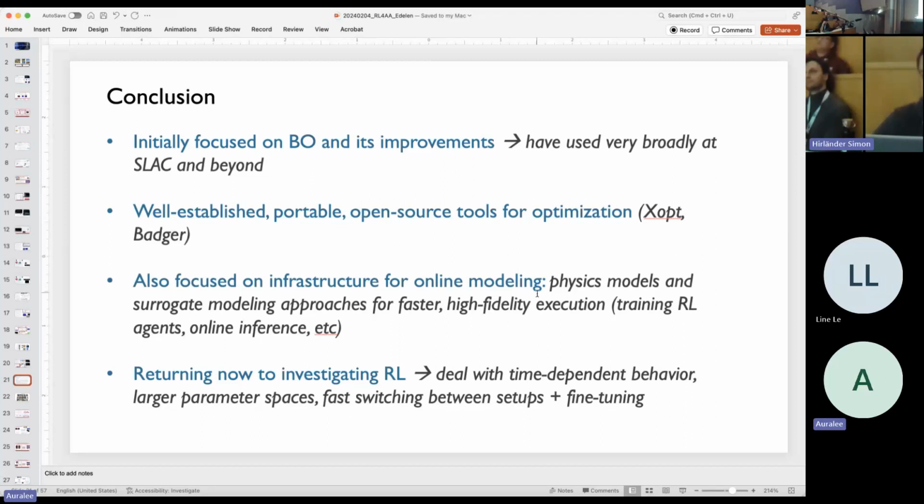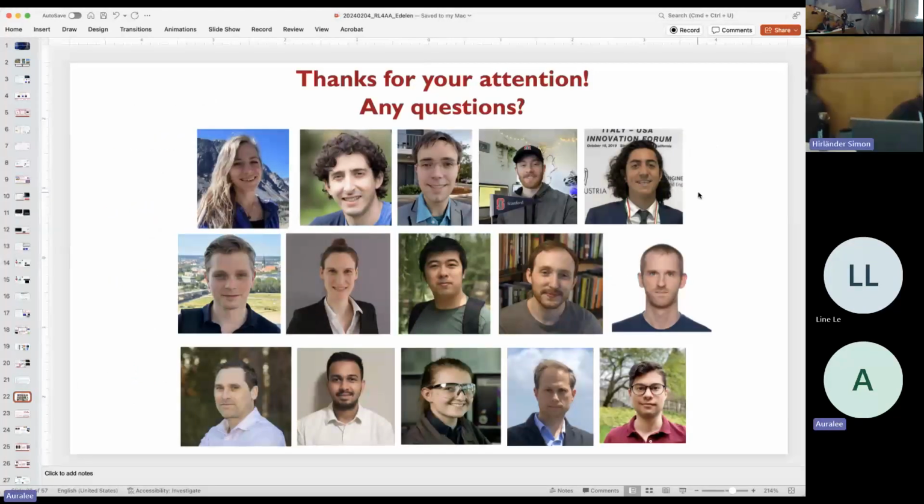And then, as I mentioned, we also had a lot of focus on infrastructure for online modeling. So a lot of that is in place and well established. And now we're returning to investigating RL. In particular, we're concerned about dealing with time-dependent behavior, trying to explore these very large parameter spaces, trying to switch quickly between different setups, and also data. So with that, I'll end.